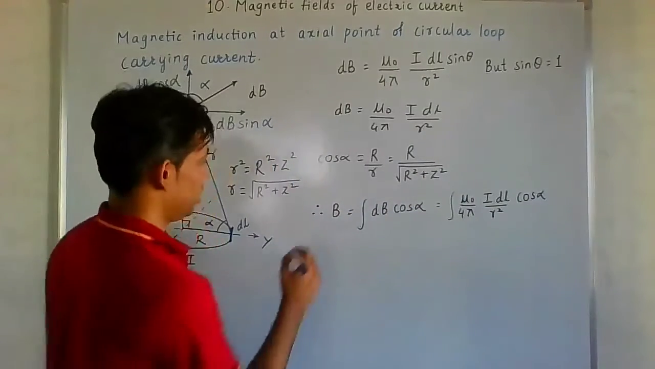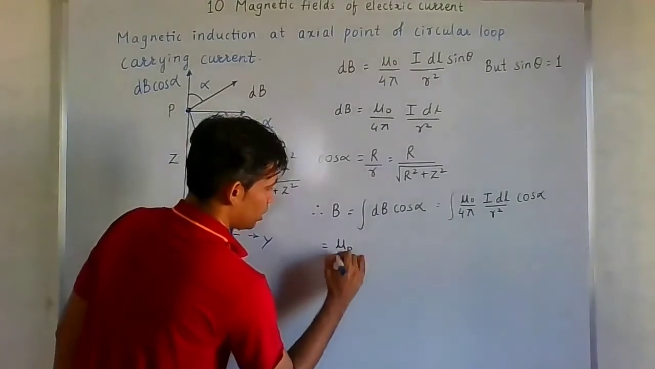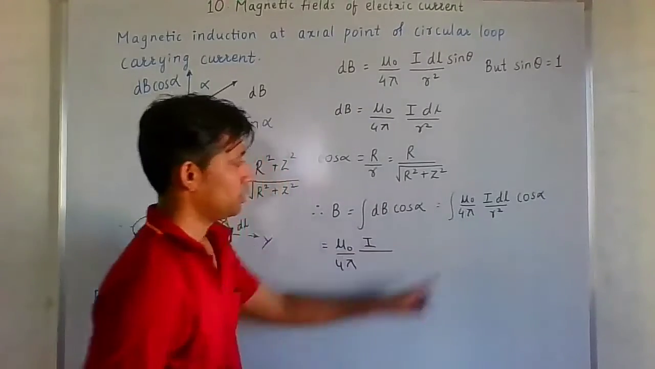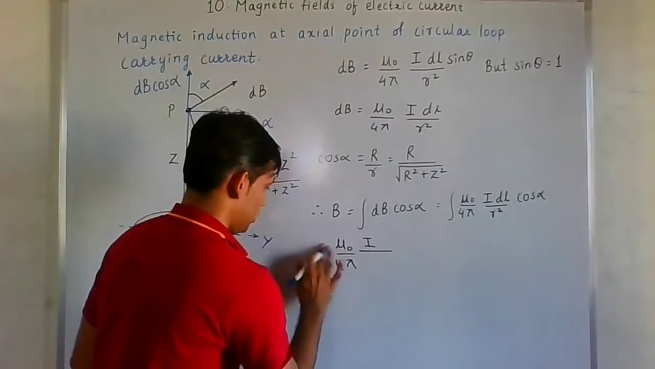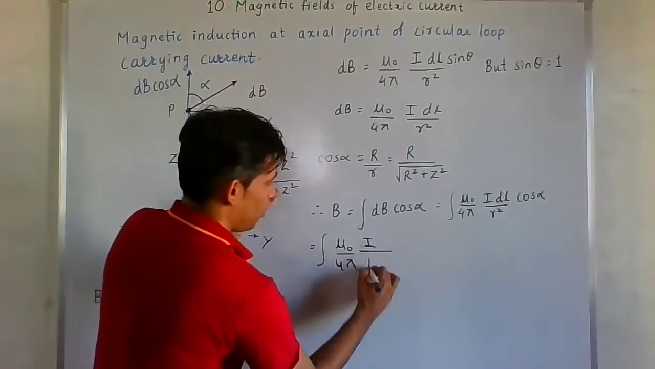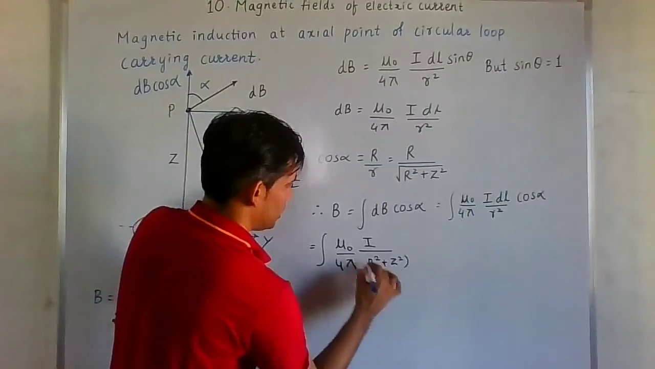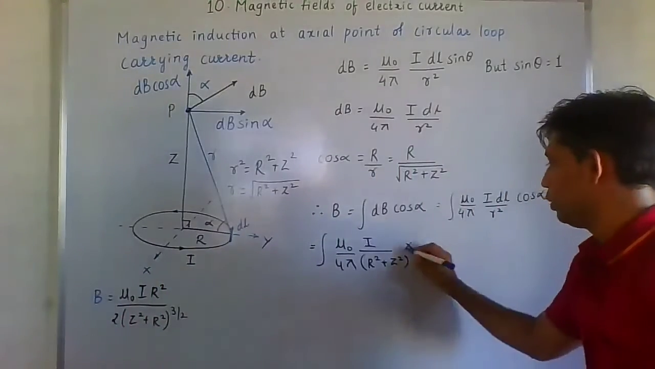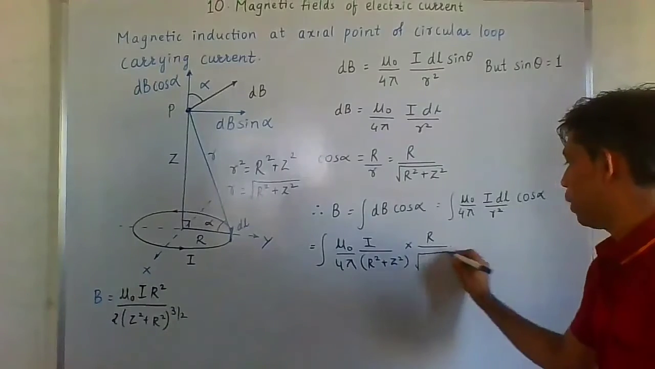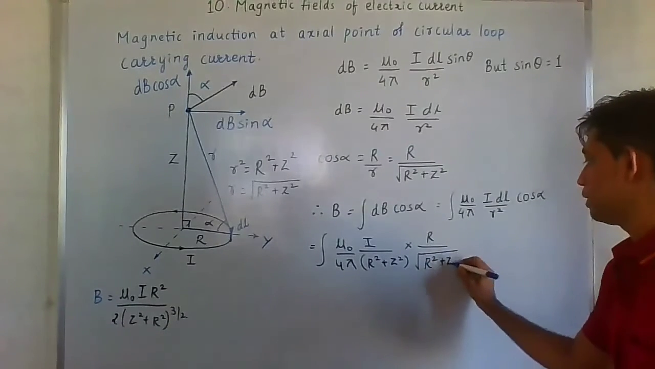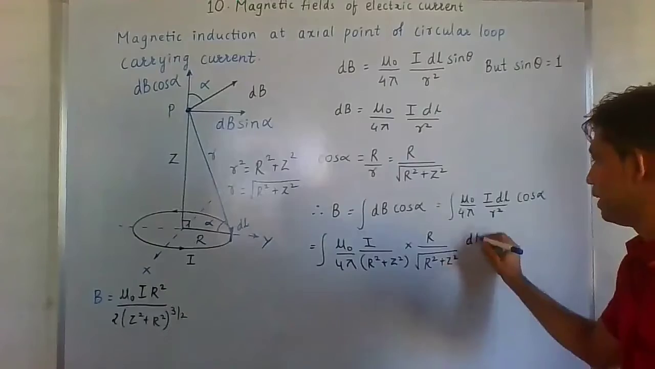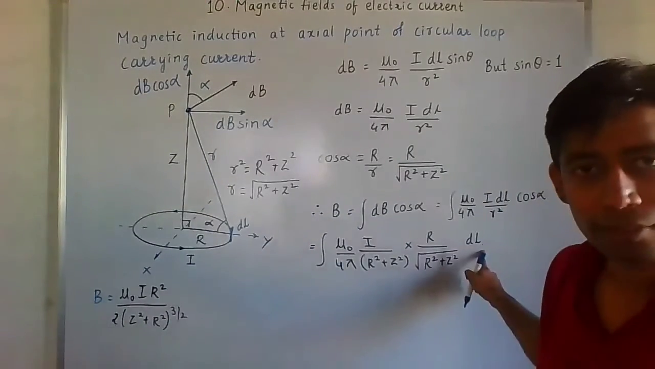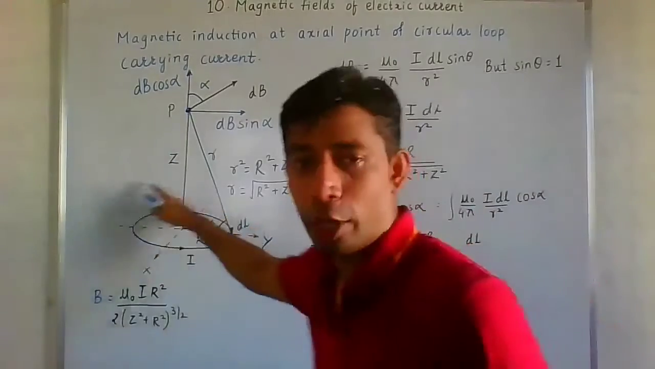Let's solve this further. So our next step will be mu naught upon 4 pi. Okay. I upon this will be written as r square plus z square. Okay. Then cos alpha के बदले लिखेंगे into r upon square root of r square plus z square and then dl. Got this? Now you know integration किसका possible है? dl का. Okay, dl integrate होगा, ये सारे dl को join करेंगे हम लोग.